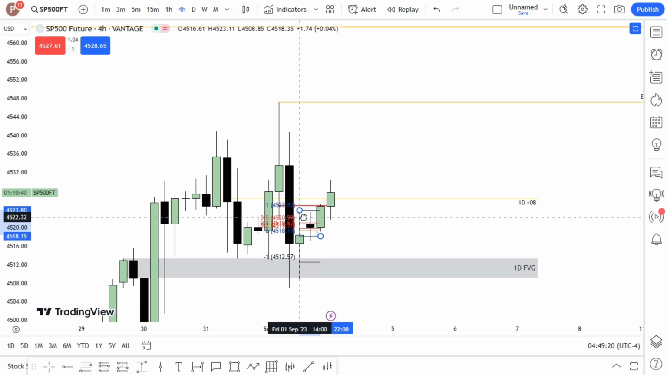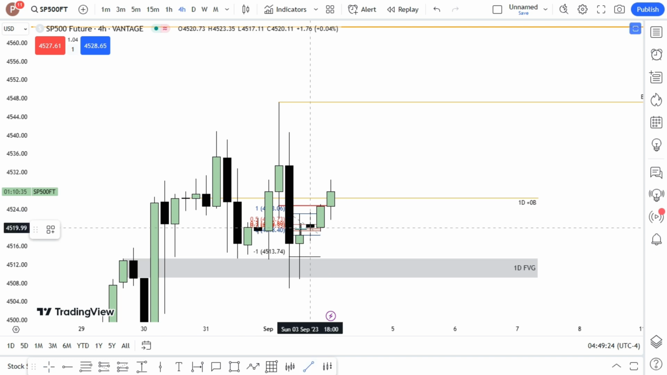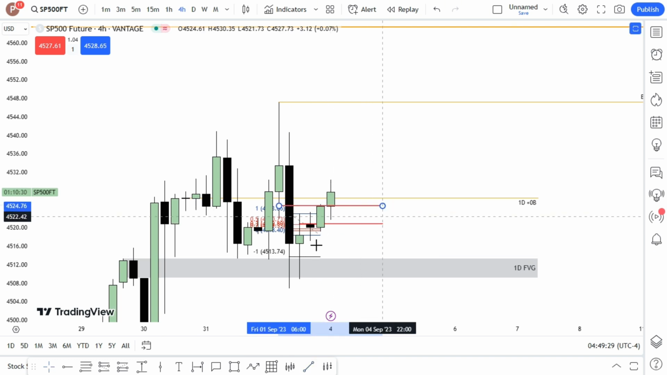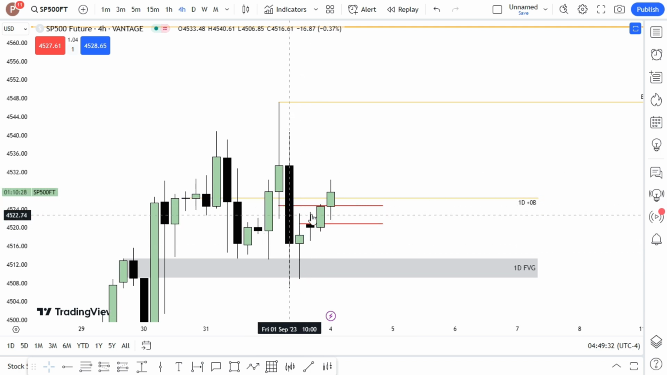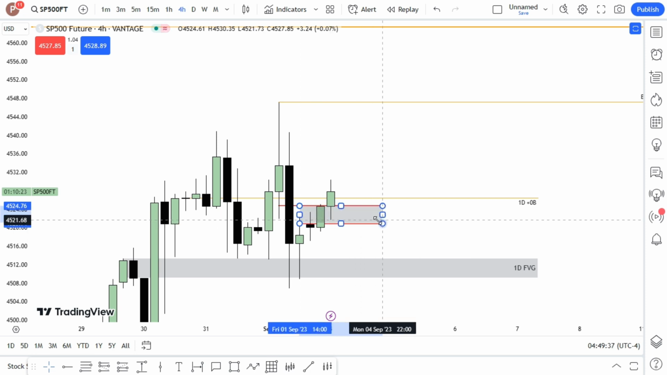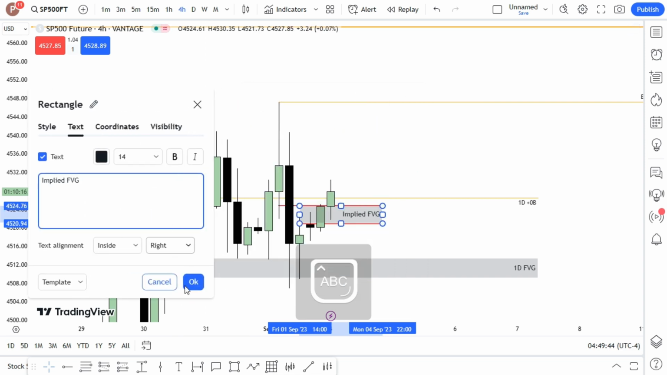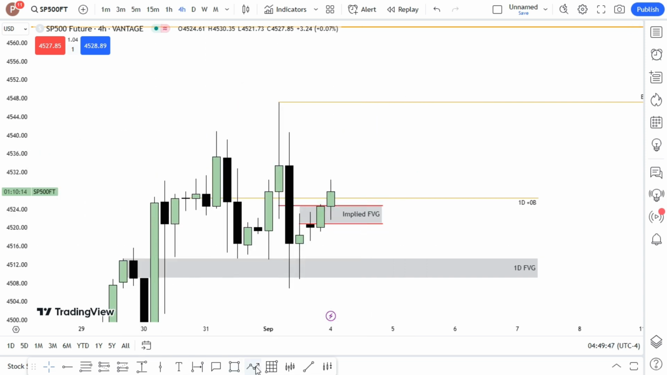And an implied fair value gap is formed via wicks, via the wicks that cross each other, if that makes any sense. So we divide both wicks in half, and then we get this range. And then this range right here becomes an implied fair value gap. That makes sense, right? So pretty much on all three assets, we're looking to see price draw higher, if that makes sense.